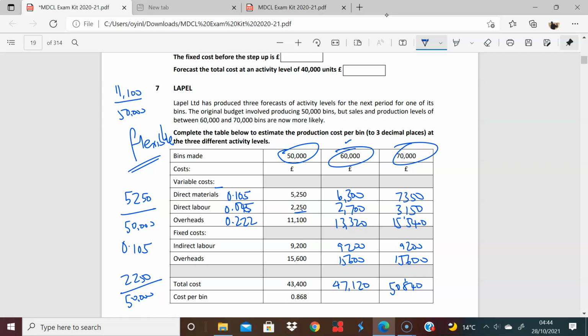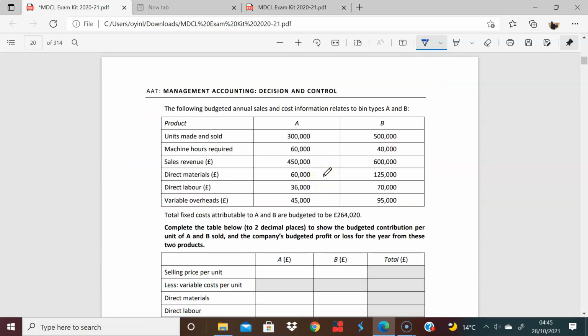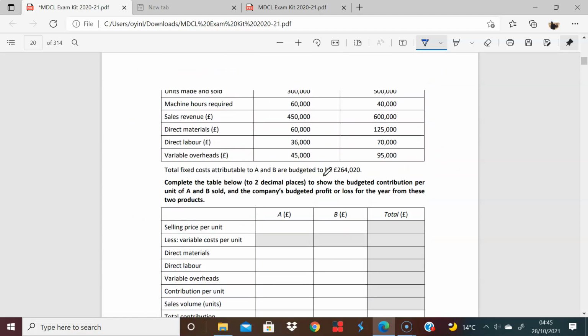The question is asking what's the cost per bin? So I'm now going to divide these numbers by the total number of bins. 47,120 divided by 60,000 gives us 0.785. Doing the same thing here, 50,840 divided by 70,000 gives us 0.726. And that's your situation there. Right, and that's that.